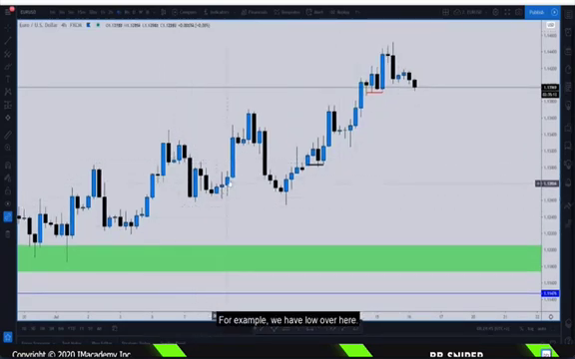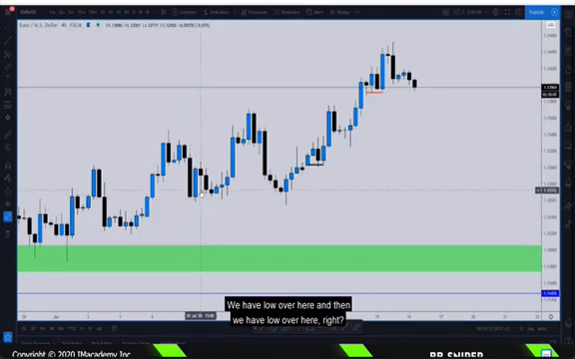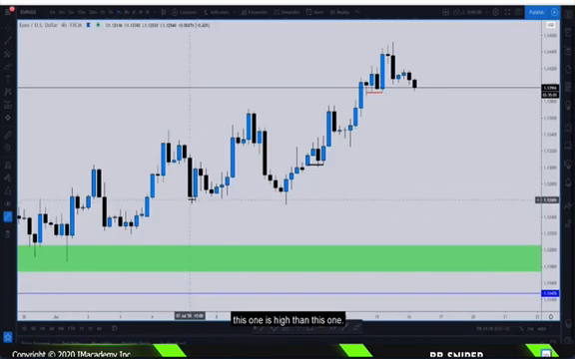Let's begin over here. For example, we have a low over here, a low over here, and then a low over here, right? This one is higher than this one, and this one is higher than this one, so this low over here, it's fractal, right?